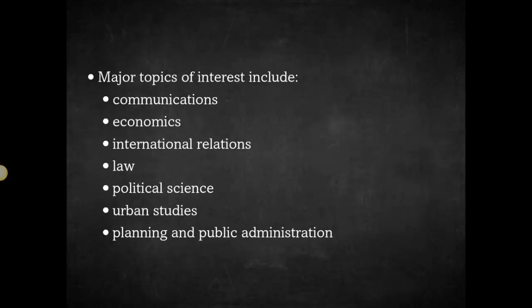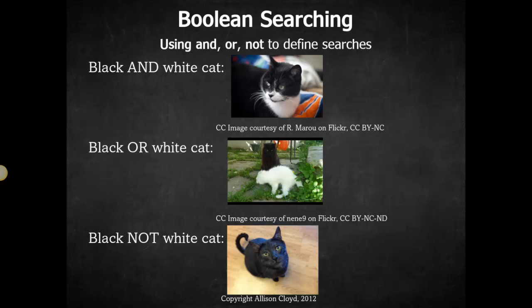Social Sciences Full Text includes major topics of interest like communications, economics, international relations, law, political science, urban studies, and planning and public administration. This database is much like PAIS International, but it has a greater emphasis on the social sciences. This is a good time to talk about Boolean searching, or using and, or, not to define our searches.